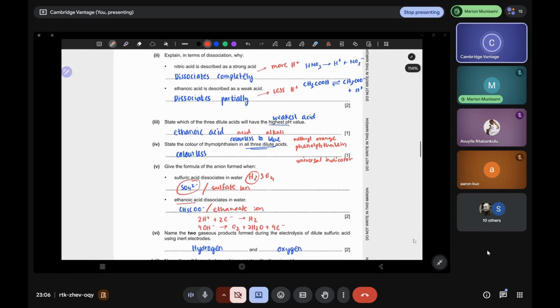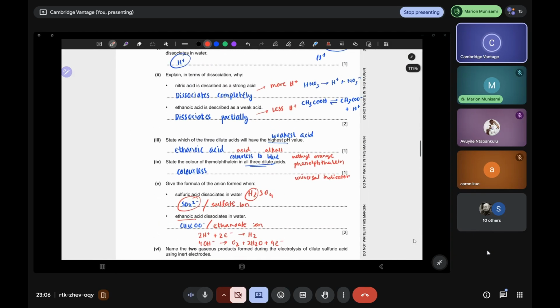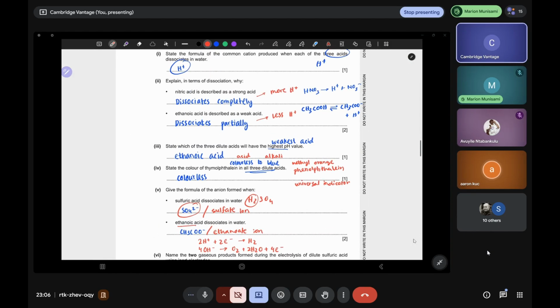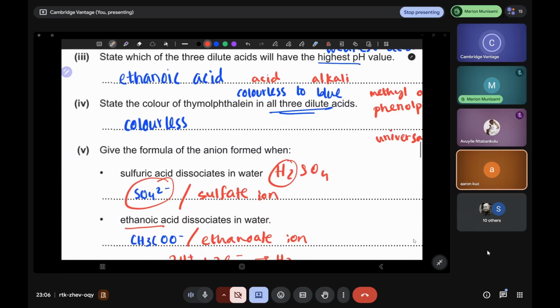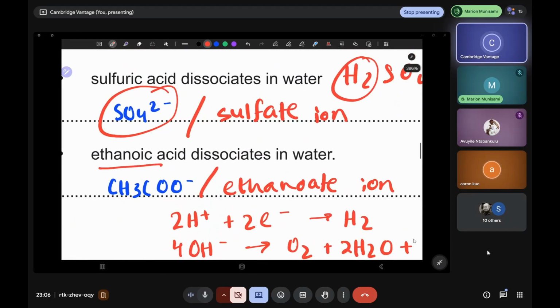Does anyone have any questions till now? I'm going a bit fast for this question. So where's that dash put after the O? The oxygen for ethanoic acid? Oh, this one. This is actually a minus sign. It's to show that since it lost an H+, it's now negatively charged. Oh, okay.